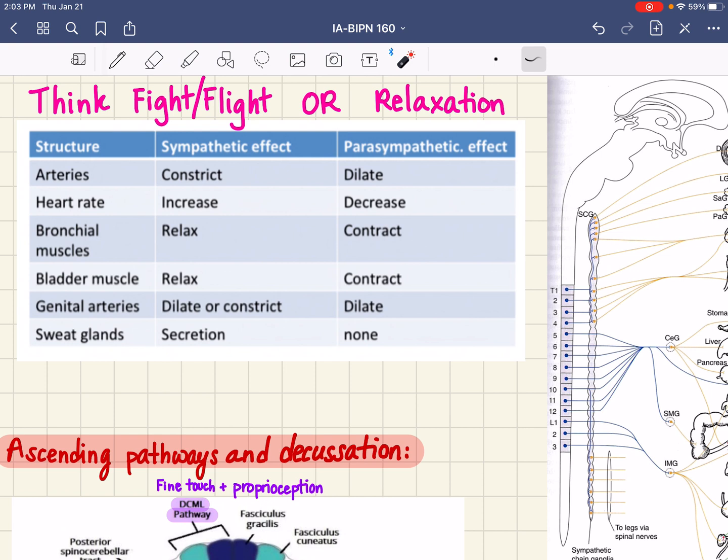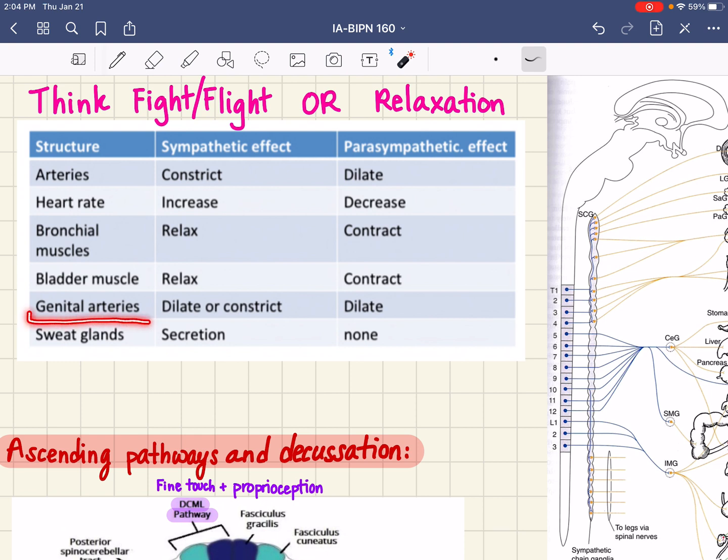And that's also a good fight or flight effect, because when you're trying to run away from danger, it's definitely not the time to stop and urinate and do all the gastrointestinal activities. You just want to run away.